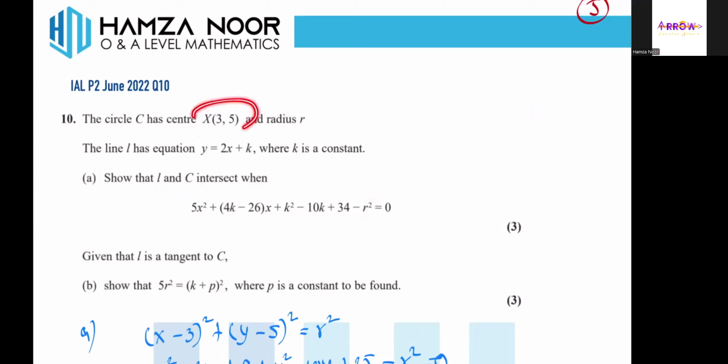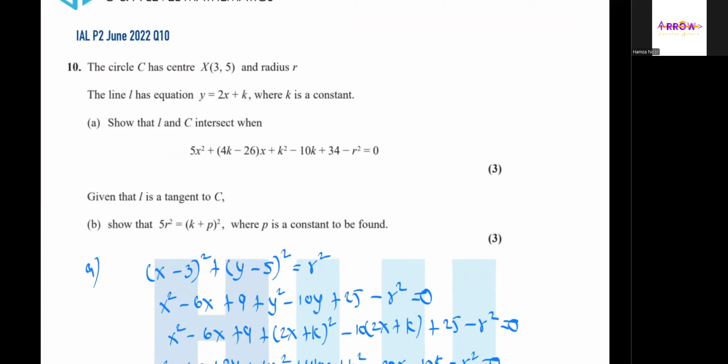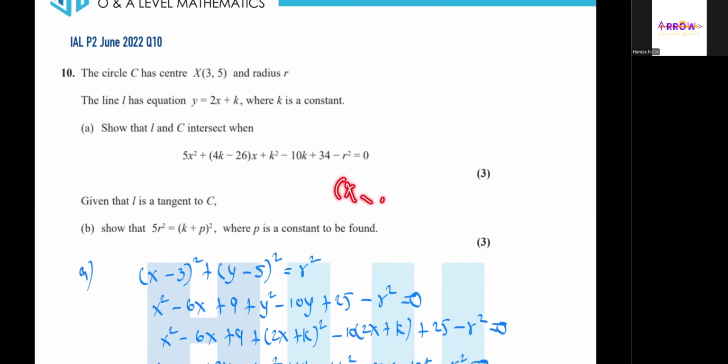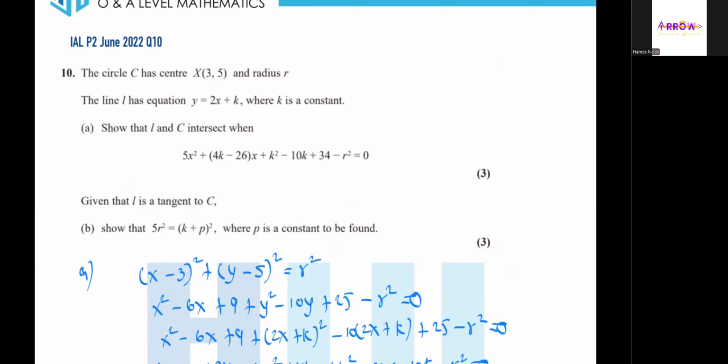So first thing first, we know the point X, which is the center of the circle. So we can find an equation of the circle in completing square form, or you can say standard form. So (x - 3)² + (y - 5)² = r². Since the equation of the circle has the form (x - a)² + (y - b)² = r², where (a, b) is the center of the circle and the radius is r, this you have studied in basic concepts. So (x - 3)² + (y - 5)² = r². The radius r is unknown.